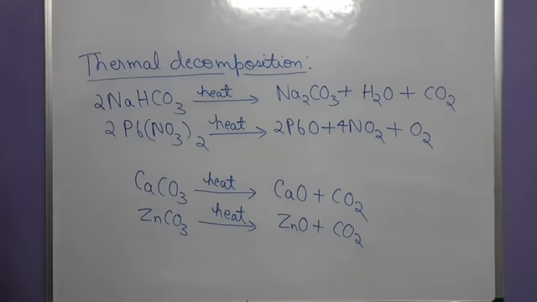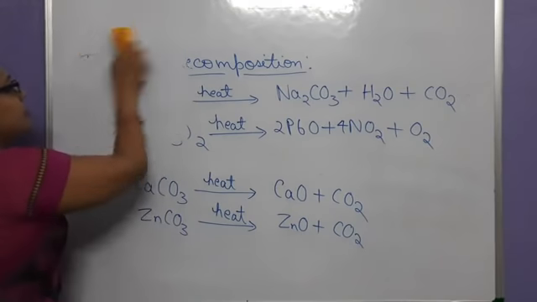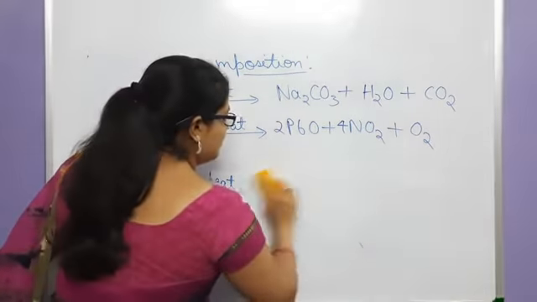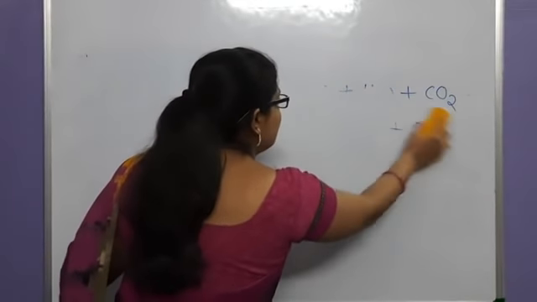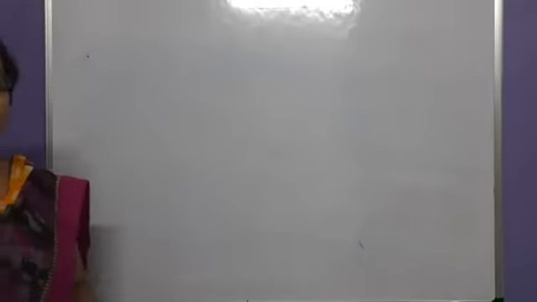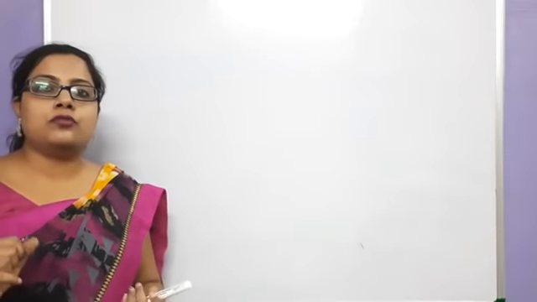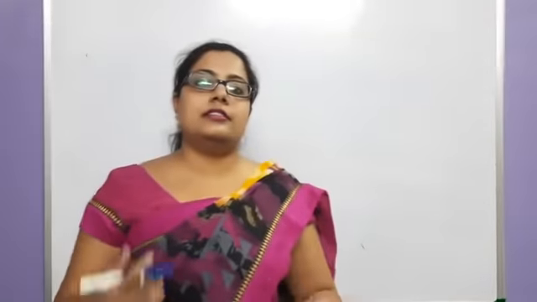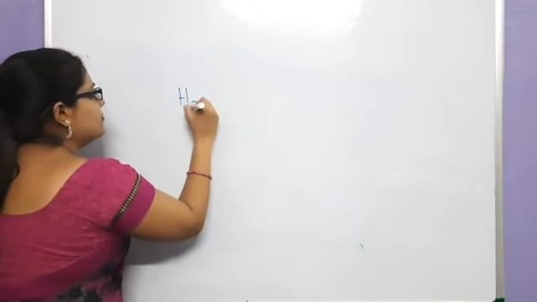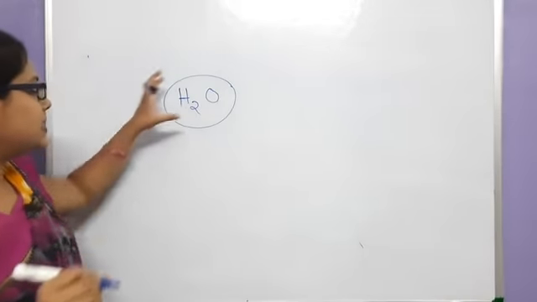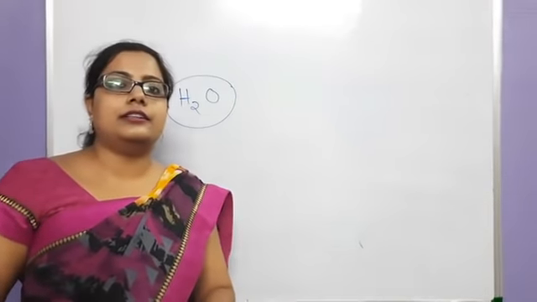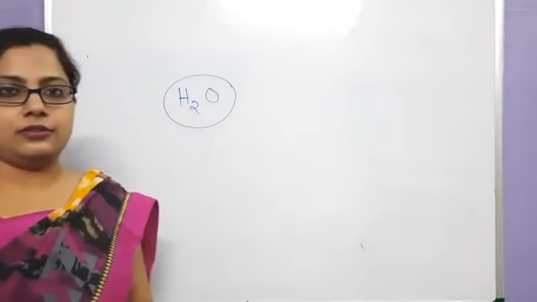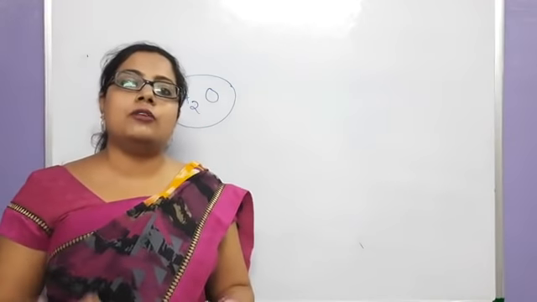Next, the compounds are represented by formula. Whatever I have written, I have named the compounds, but these are in the form of formula. A compound is represented by a formula which shows how many atoms of the particular elements are used to make it. Take H2O. This formula gives the information that two atoms of hydrogen and one atom of oxygen combine together to give one molecule of water.